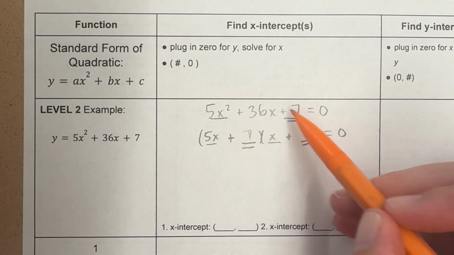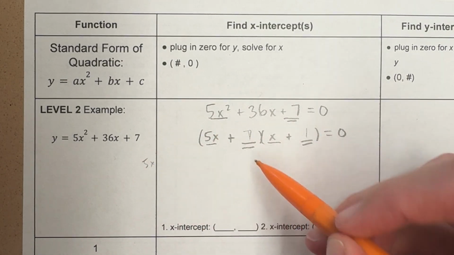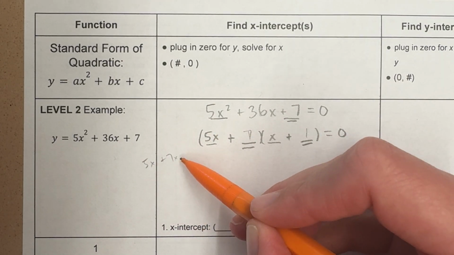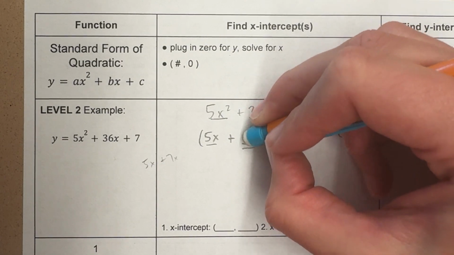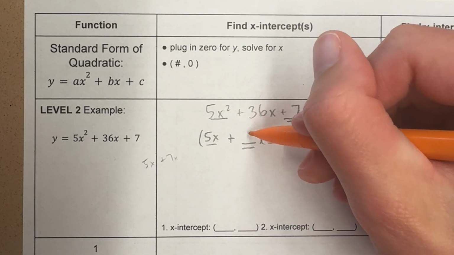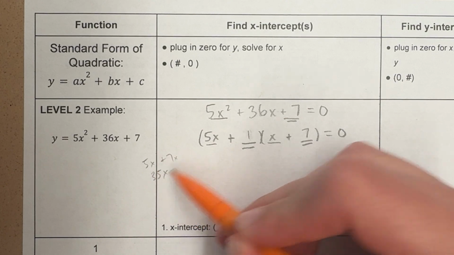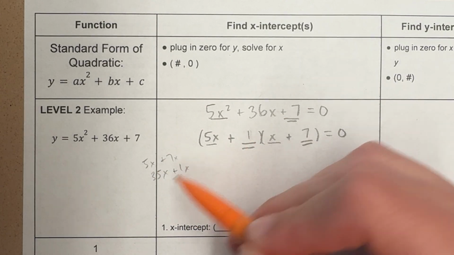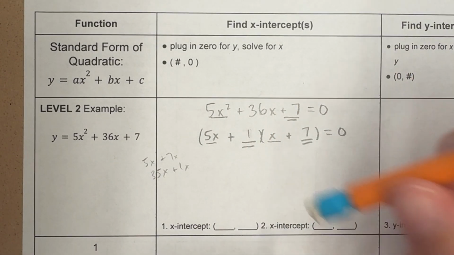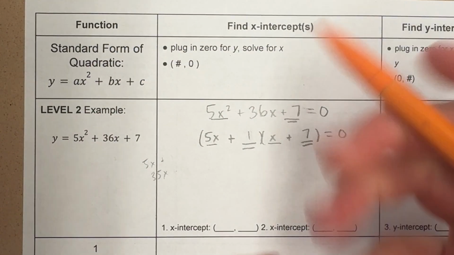And when I check, that's 5x times 1, that's 5x plus 7x. Oh, that equals 12x. Oh, nope, I need it to equal 36x. Let's try switching them. Let's try 1, 7. That's 5x times 7. That's 35x plus 1x. Hey, perfect. That's 36x, and we are ready to continue on to the next step.